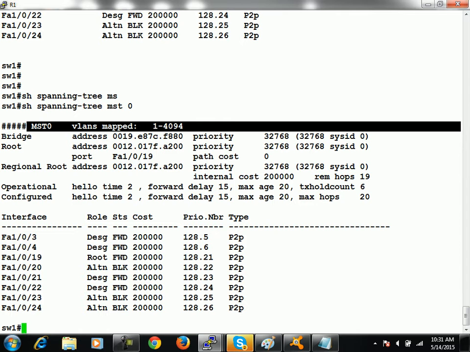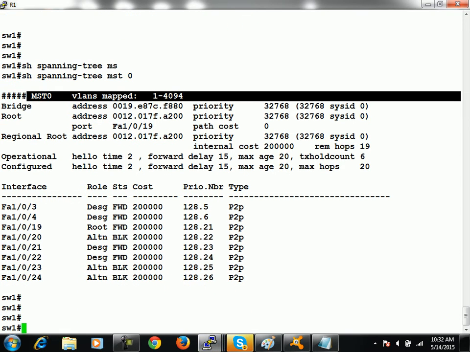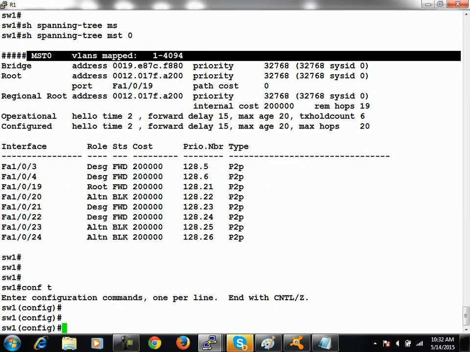There will not be any effect of not configuring name and revision, because by default the name is null and the revision number is zero. But if you are modifying the name and revision number, then make sure that on all switches in a single region they are the same attributes. Of course all MST attributes must be the same, right? So this time what are we going to do here? Let's start from switch 1.